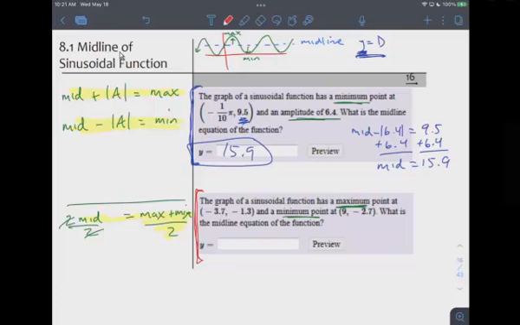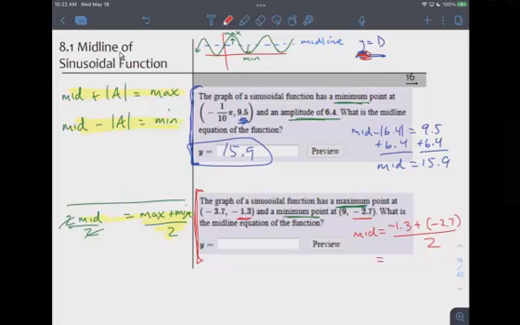Again, since midline is a y equals relationship, you're looking at the y values. So here, if you're told the max and min, the midline is going to be their average. So the maximum is negative 1.3 plus your minimum, negative 2.7. And so we want to find the average of these. So we add them together and then divide by 2.